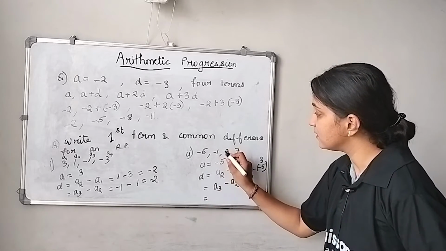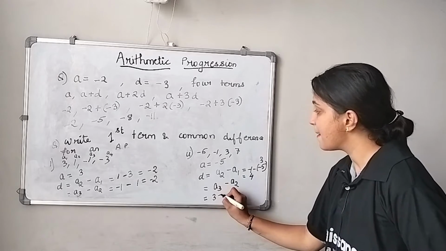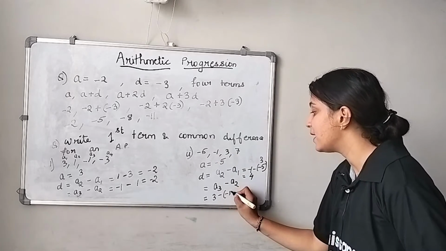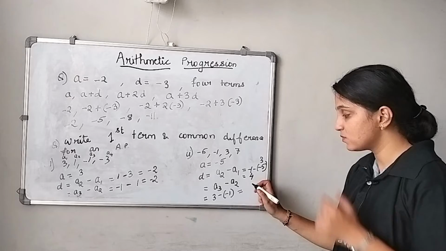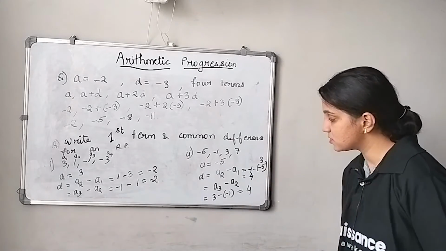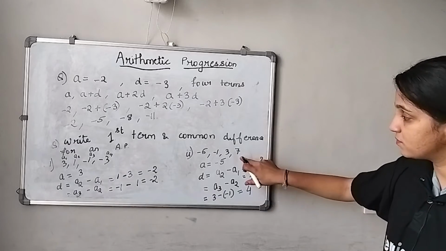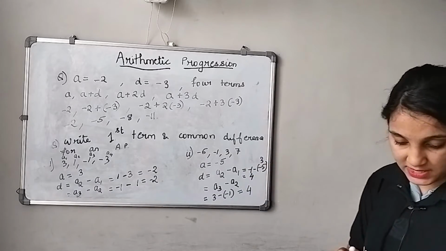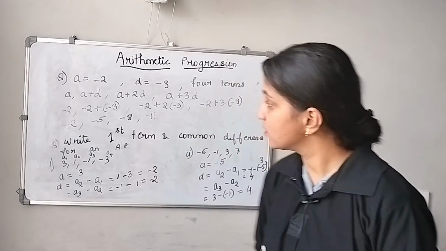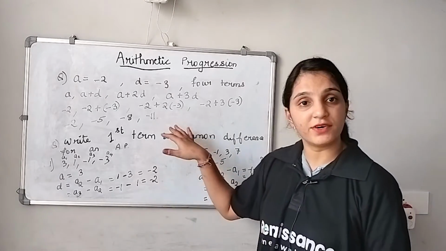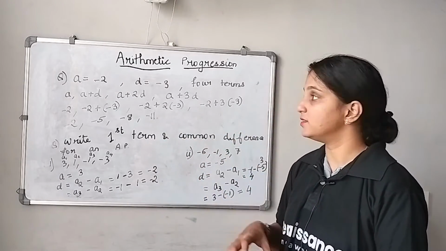Now, A3. A3 is our 3 minus of minus 1. So 3 plus 1 will be 4. So, see, common difference here also is constant. So this forms an AP. Now, the next question. This one is how to find the first term and the common difference.